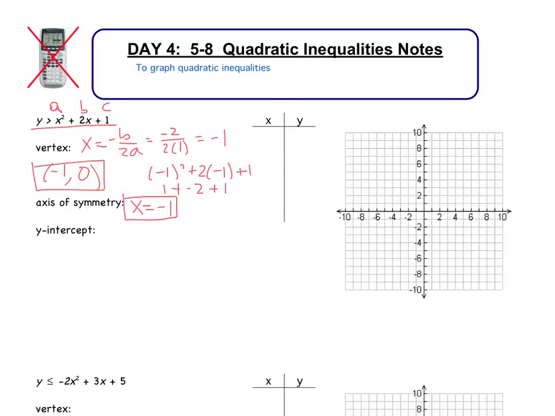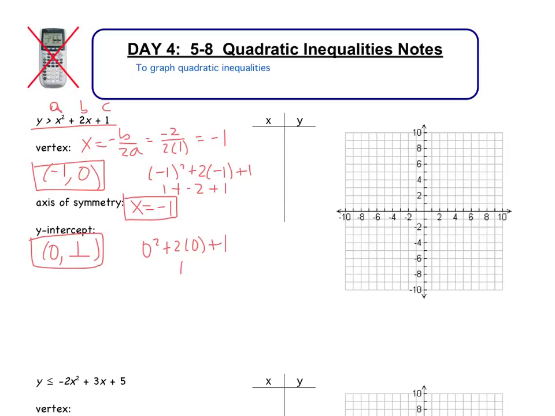Now for your y-intercept, remember that your y-intercept is 0, comma y. In order to figure out that y value, we have to substitute in 0. So we get 0 squared plus 2 times 0 plus 1, which is just 1. So also remember we've talked about before how your y-intercept is actually just the c value. So this should all be review. Graphing is going to be really similar.